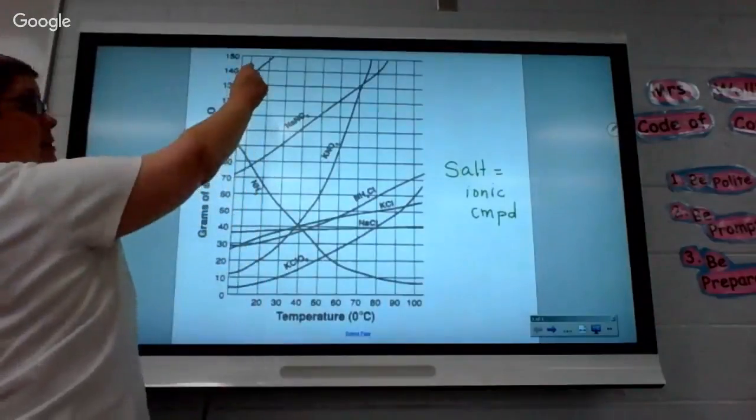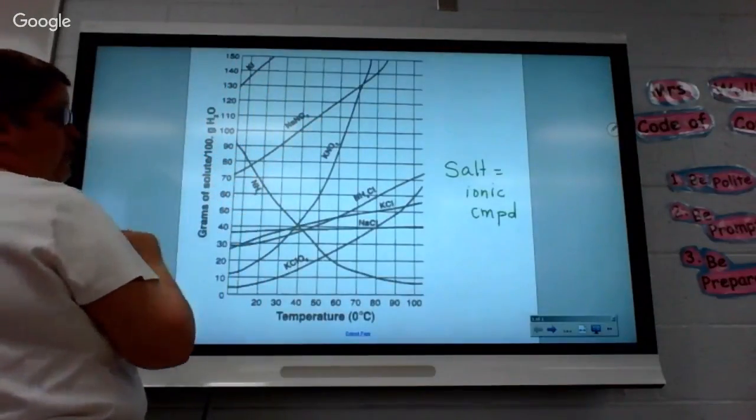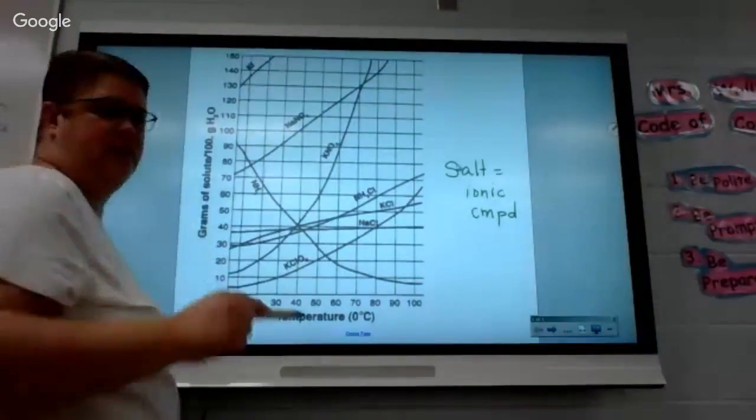So anything up here that's ionic is a salt. So like KI is ionic, so it's a salt. Things that are not salts would be like NH3 because that's covalent. NH4Cl is not a salt. I think those are the only two. Everything else is a salt.